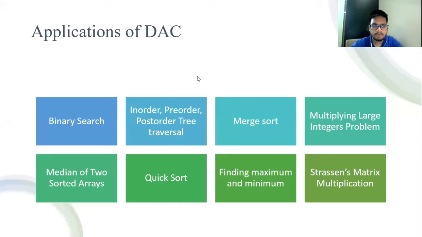Now, these are some of the applications of the DAC technique. The main ones are binary search, merge sort, quick sort, median of two sorted arrays, in-order, pre-order, post-order tree traversal, multiplying large integers, finding maximum and minimum, and Strassen's matrix multiplication.